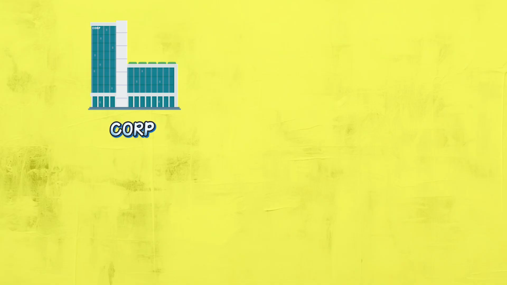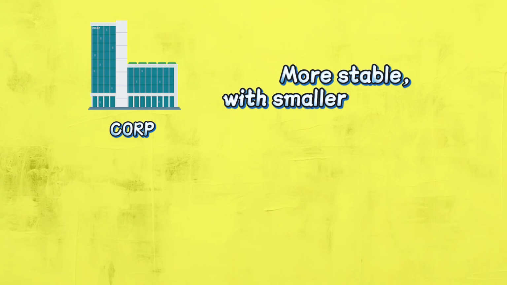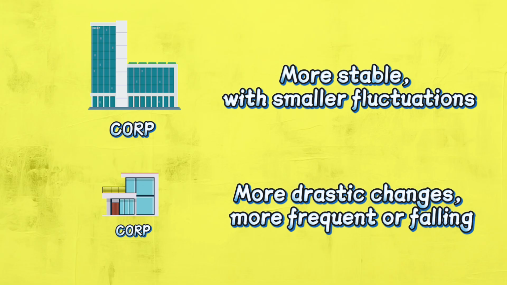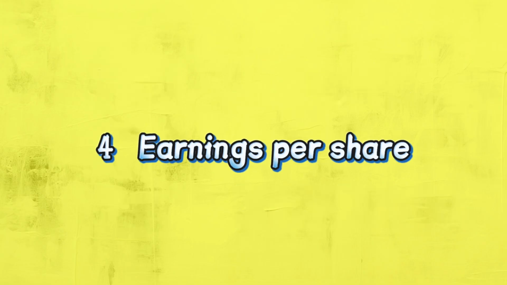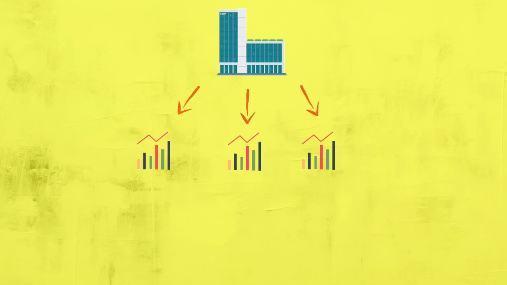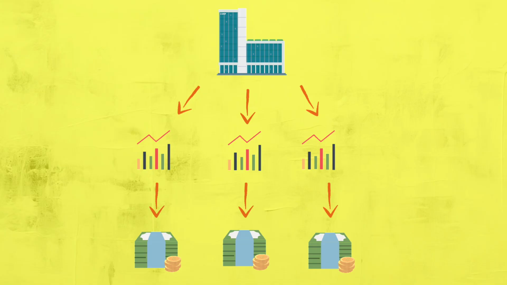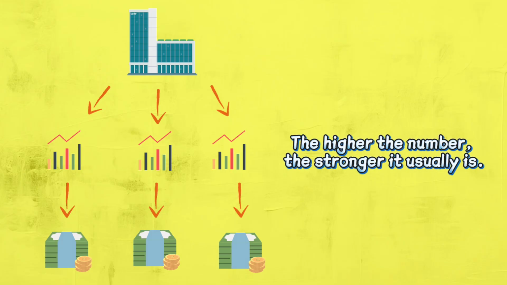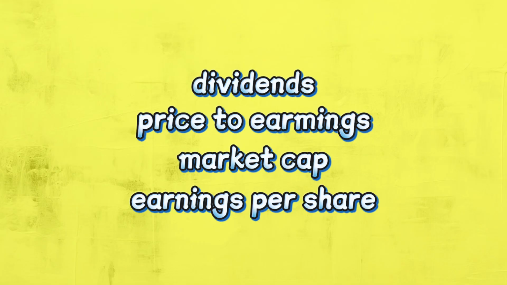3. Market capitalization. Market capitalization reflects the size of a company in the stock market. Large companies usually move more steadily with smaller price swings. Smaller companies tend to move more dramatically and are more sensitive to market changes. 4. Earnings per share, often called EPS. Earnings per share shows how much actual profit a company generates for each share. It is one of the clearest indicators of a company's ability to make money. Higher earnings per share often means stronger performance. Learn these four concepts and you will already understand the foundation of stock evaluation.